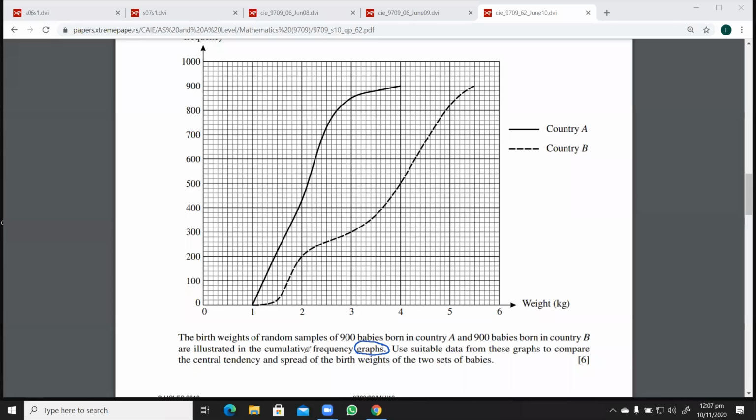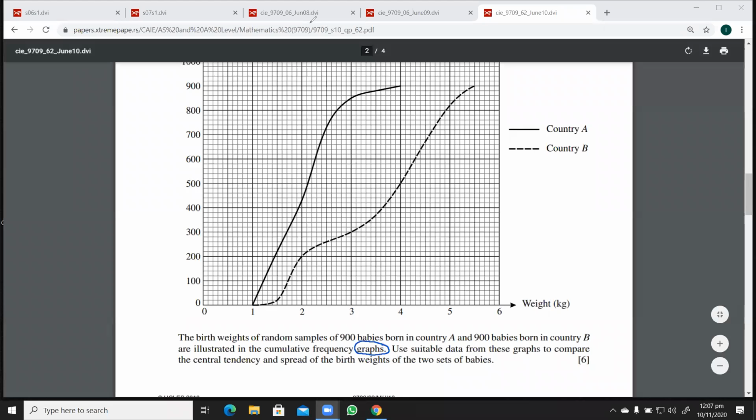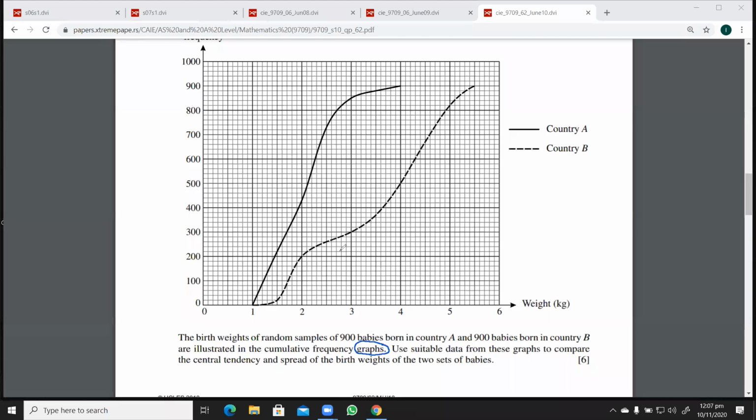So when it says draw the cumulative frequency curve, then you have to draw the curve. When it says draw the cumulative frequency graph, this is up to you. You can draw the curve, or you can join the consecutive points through lines as well. Anyhow, now it says use suitable data from the graphs to compare the central tendency.